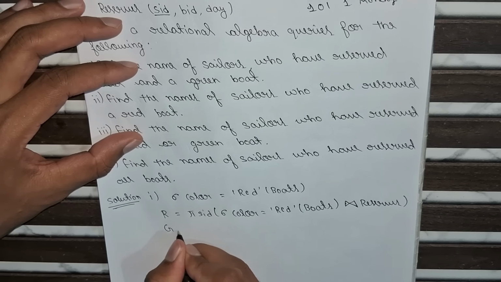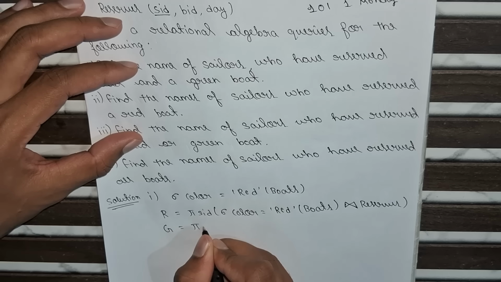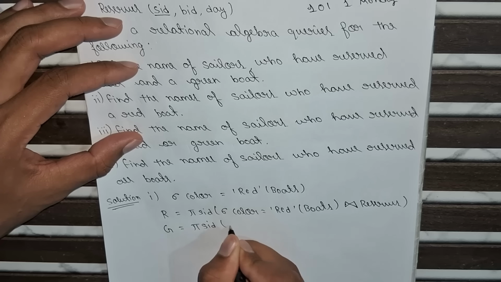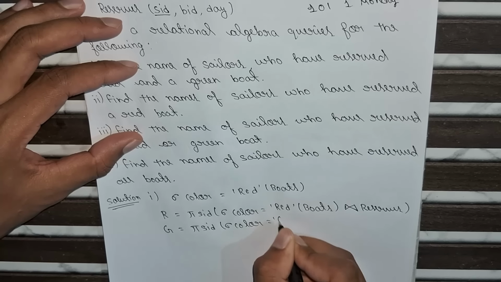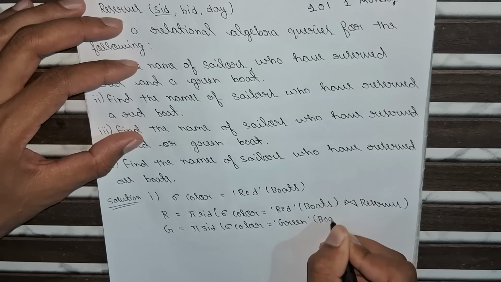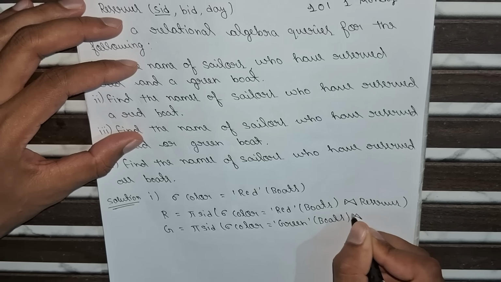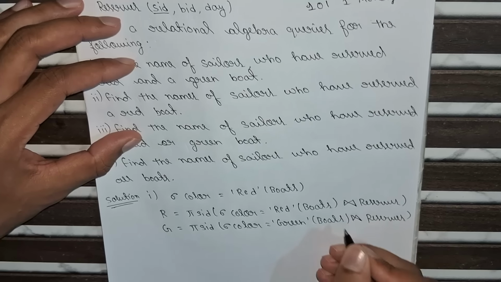Now we will write it like this, for G meaning green, which is pi and SID. Then we will choose the other color, which is green here. Then boards, we will join again with the reserves. Now we have joined here.